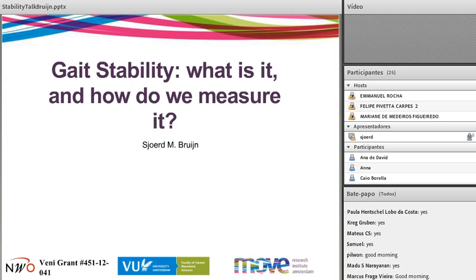So I want to talk today about gait stability. What is it, and how can we measure it, and how are we sure that we're measuring what we are measuring? I'm currently working at the VU University, Move Research Institute, and I'm being funded by the NWO.